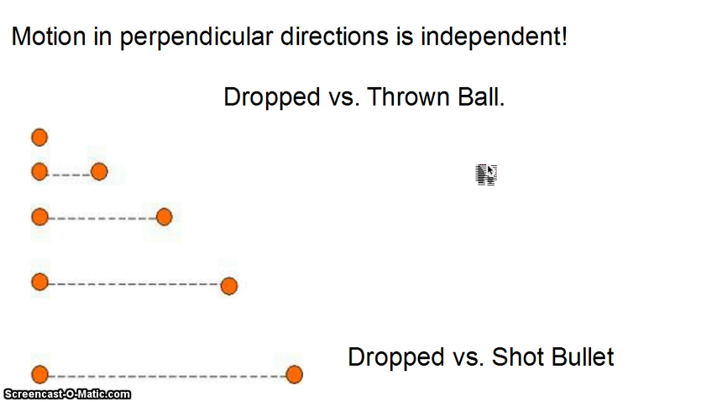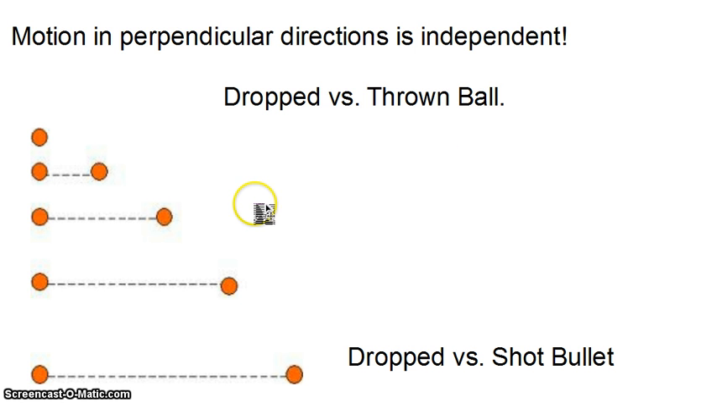Understanding projectile motion involves understanding the idea that when you have motion in perpendicular directions, the motion in each direction is independent of each other. You should already know this from dealing with vectors. Something that happens in the horizontal direction cannot affect things that happen in the vertical direction. That being said, this is still a very difficult concept for people oftentimes.